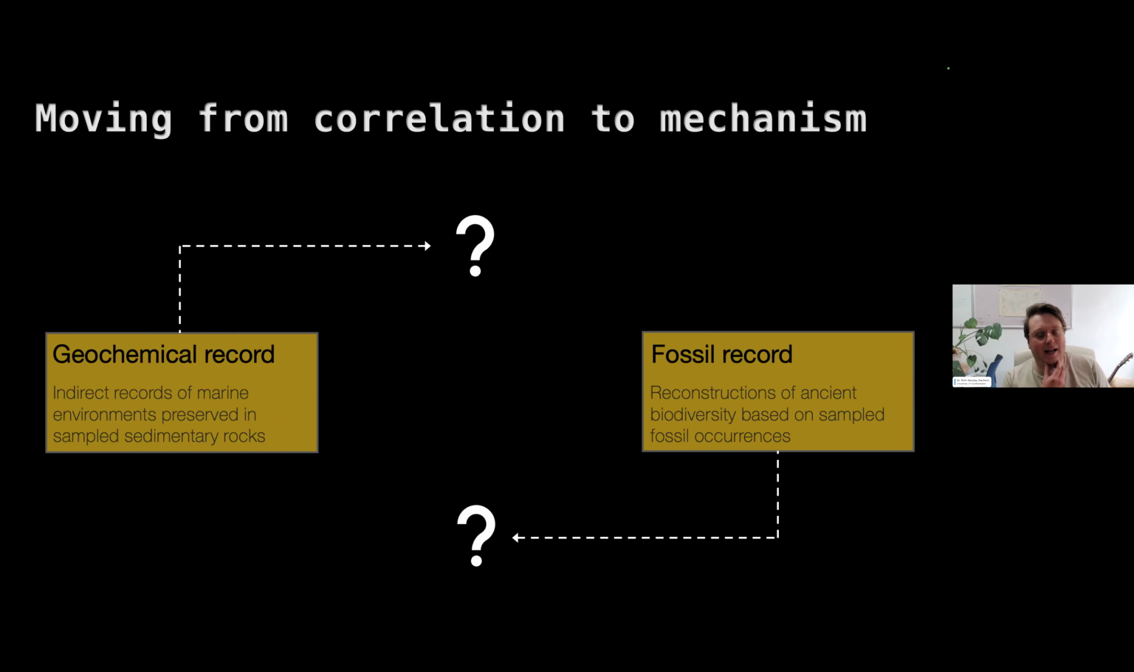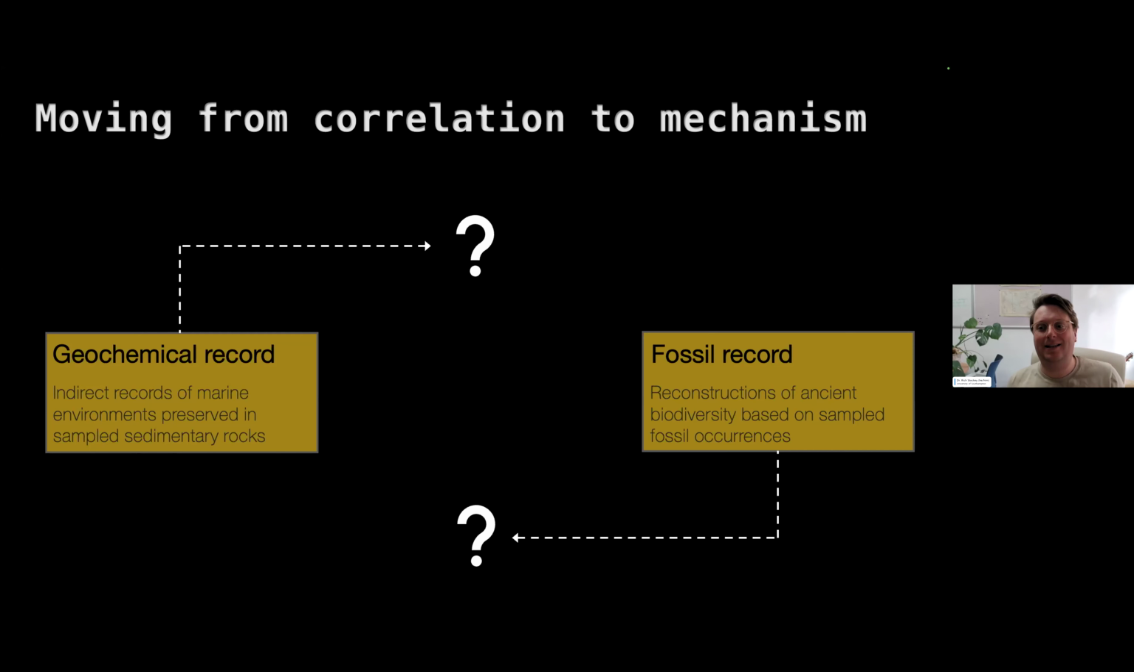When we think about trying to understand how environmental change has impacted biodiversity in Earth's past, which I think lots of people attending this seminar series are hopefully interested in, that poses a number of other challenges. Probably the most obvious one is that we're always dealing with indirect records of the systems that we're really interested in. In terms of environmental change, we look to the geochemical record. So often that means we're looking at indirect records of marine environments that are preserved in sampled and exposed sedimentary rocks. When we're thinking about the fossil record, we're interested in ecology and evolution, and we try to reconstruct biodiversity dynamics, again, based on sampled fossil occurrences, which are going to be impacted by a number of different processes.